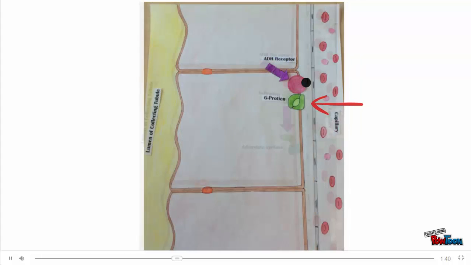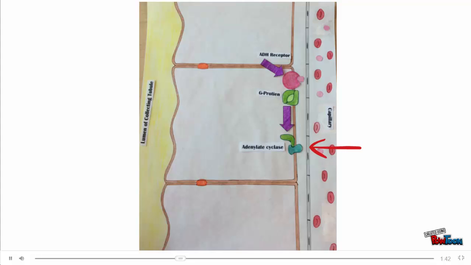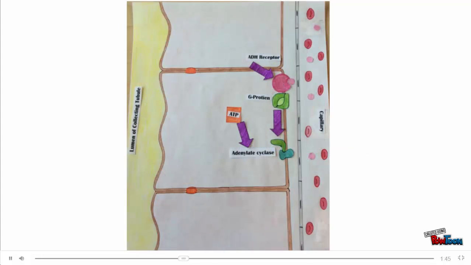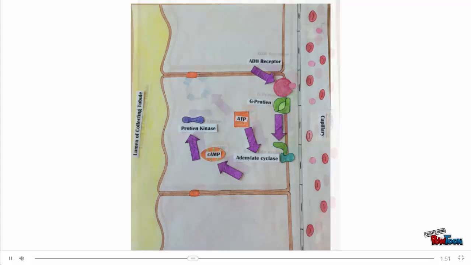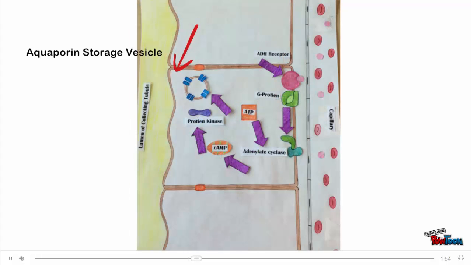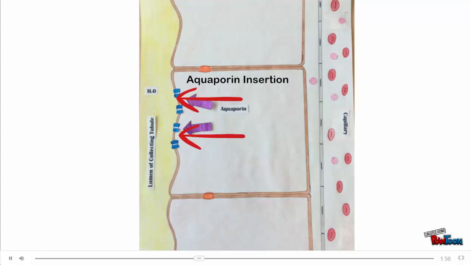The receptor activates the G protein, which then activates adenylate cyclase. Adenylate cyclase converts ATP into cAMP. cAMP activates protein kinase, which then causes the aquaporin storage vesicle to attach to the cell membrane and insert the aquaporins.